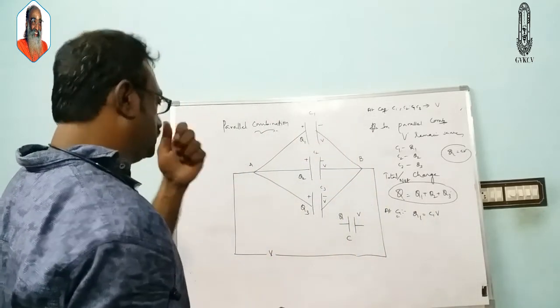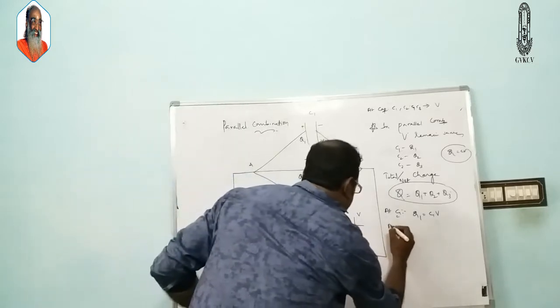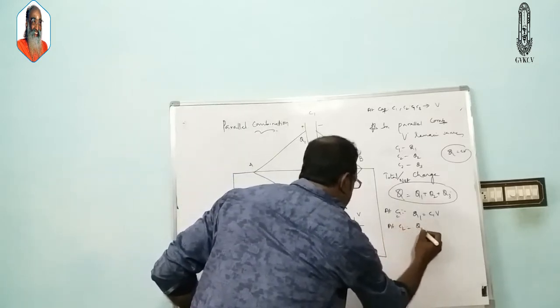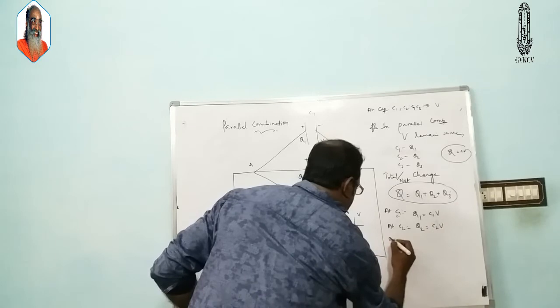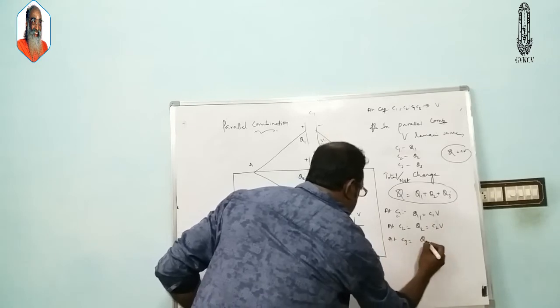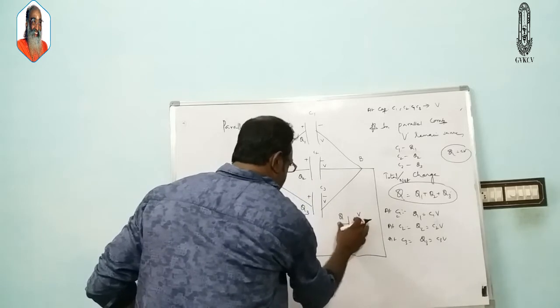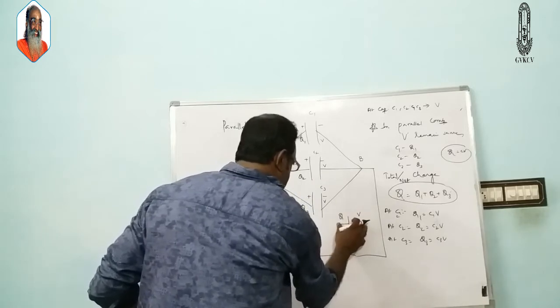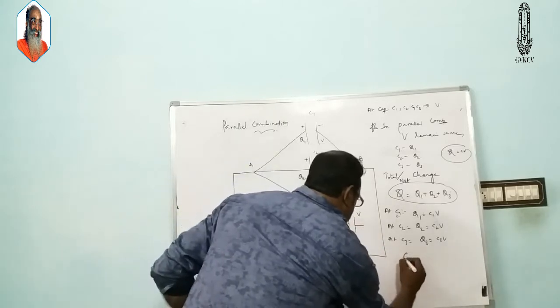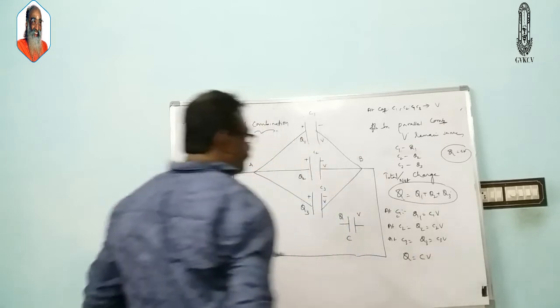Q1 is equal to C1V. At C2, the same thing: Q2 is equal to C2V. At C3, Q3 is equal to C3V. And for the effective capacitance, I have considered a capacitor whose effective capacitance is C. So for this, Q is equal to CV.